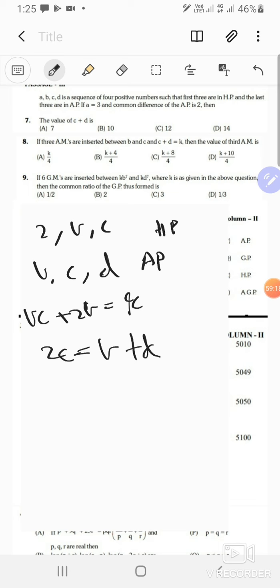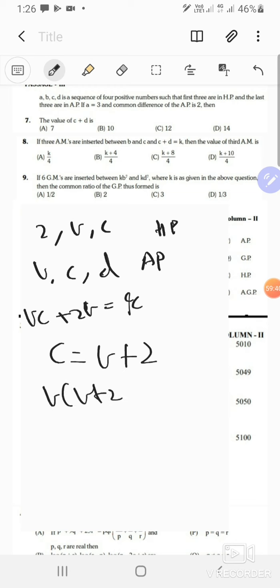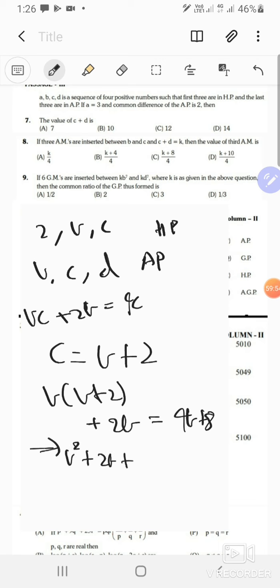Oh, and also the common difference of the AP is 2. That's nice, that's like a big piece of information. So c equals b plus 2, as easy as that. So just substitute that into this. That will give me b times (b plus 2) plus 2b equals 4c, that is 4 times this thing, like 4b plus 8. So that's going to be b squared plus 2b plus 2b equals 4b plus 8.